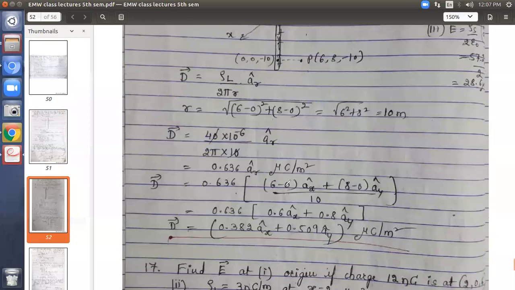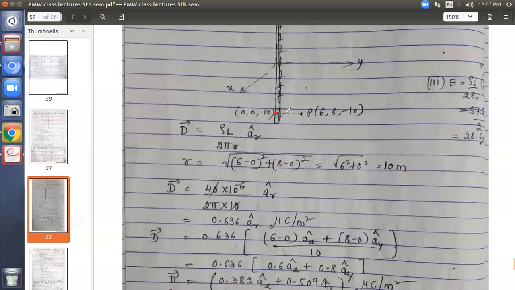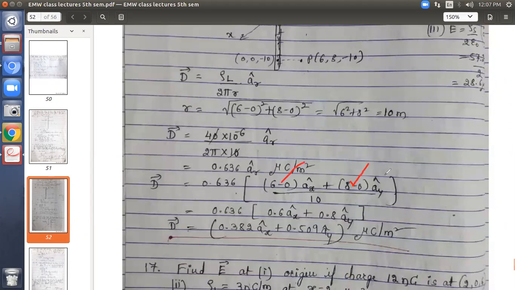AR will be, you can check. It is again the same thing. To find AR, this is a positive charge, a point charge, so there will be a diverging field. Initial point, final point. Make final minus initial. 6 minus 0 into AX, 8 minus 0 into AY, minus 10 minus of minus 10, so minus 10 plus 10 into AZ, the Z term will go. So 6 minus 0 AX, 8 minus 0 AY. This is the numerator, and the denominator is the magnitude. Magnitude is 10, right? AR cap is given by the position vector R divided by its magnitude.